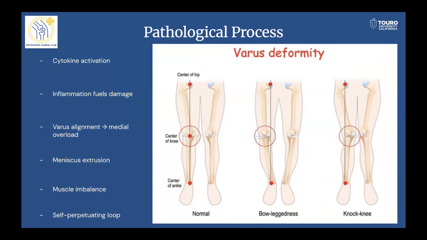So that's why the treatment ladder targets both sides of this loop, both mechanical load and inflammation, to hopefully slow progression and preserve function before surgery becomes a complete necessity.